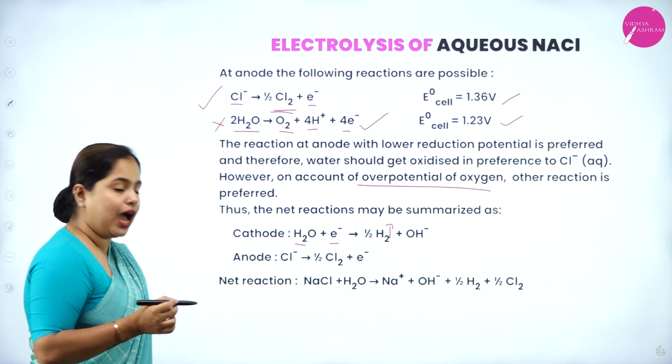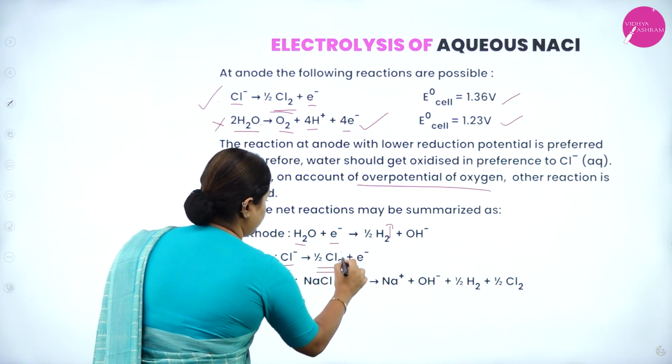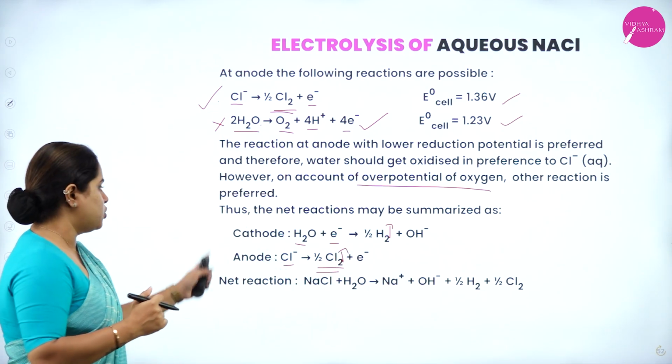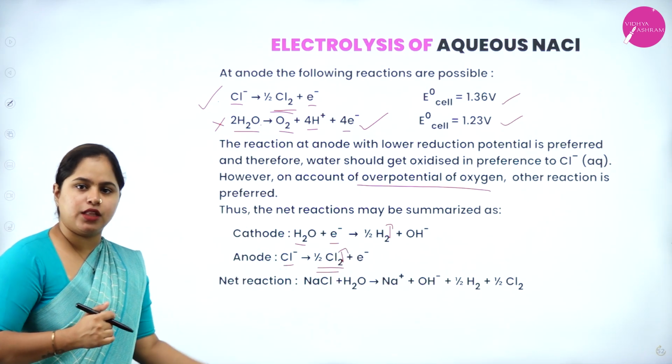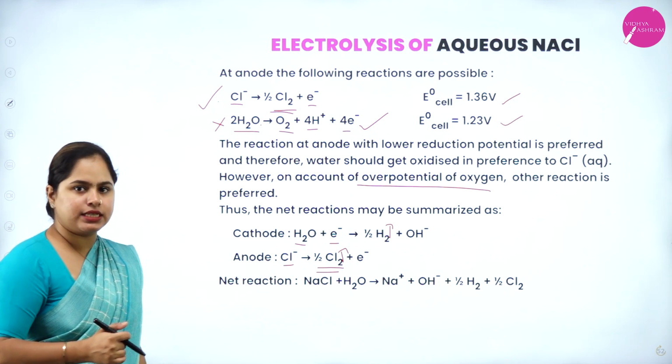And in the same way in the anode, what is happening? Cl minus ions get oxidized to chlorine gas. I hope it is clear, right? So what did we confirm from this? In the cathode, hydrogen gas is liberated, and in the anode, chlorine gas is liberated.